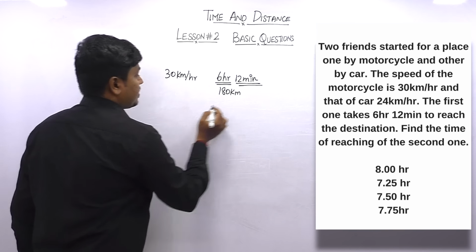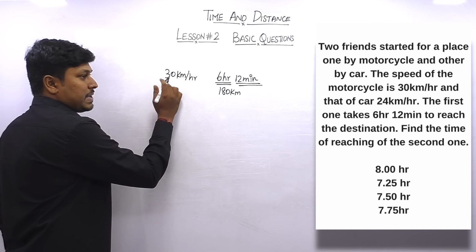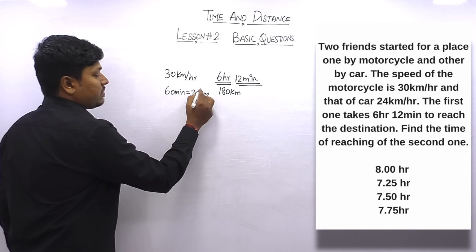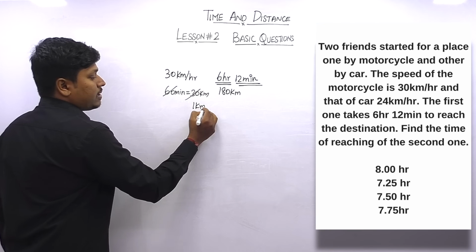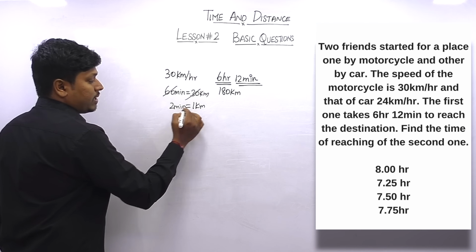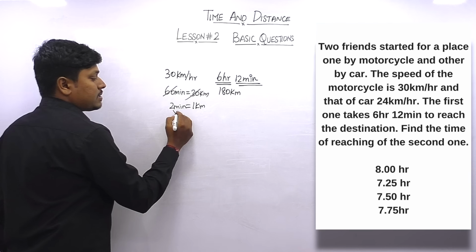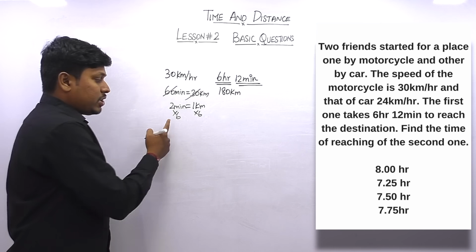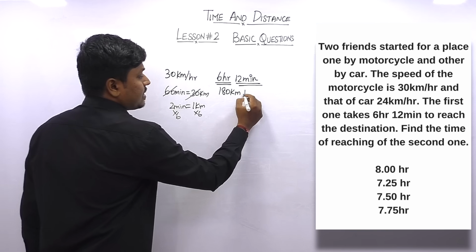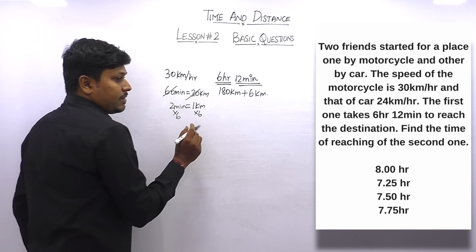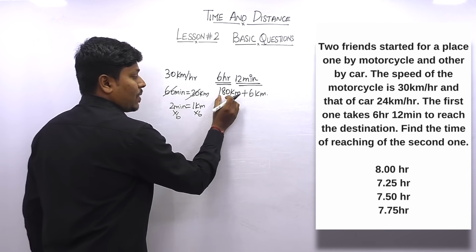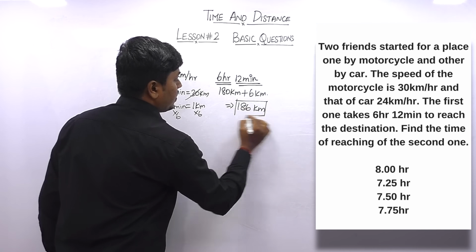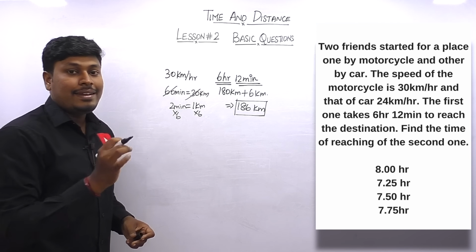Next is 12 minutes. We already know that in 1 hour, which means 60 minutes, the motorcycle travels 30 kilometers. So we can cancel this. So for traveling 1 kilometer, it takes 2 minutes. Our target is to find what 12 minutes is. So 12 minutes will be 6 kilometers. Got it? 2 minutes, 1 kilometer. Then 12 minutes will be 6 kilometers. So finally, the total destination distance is 180 plus 6, which is 186 kilometers. So finally we found the distance of the destination, which is 186 kilometers.